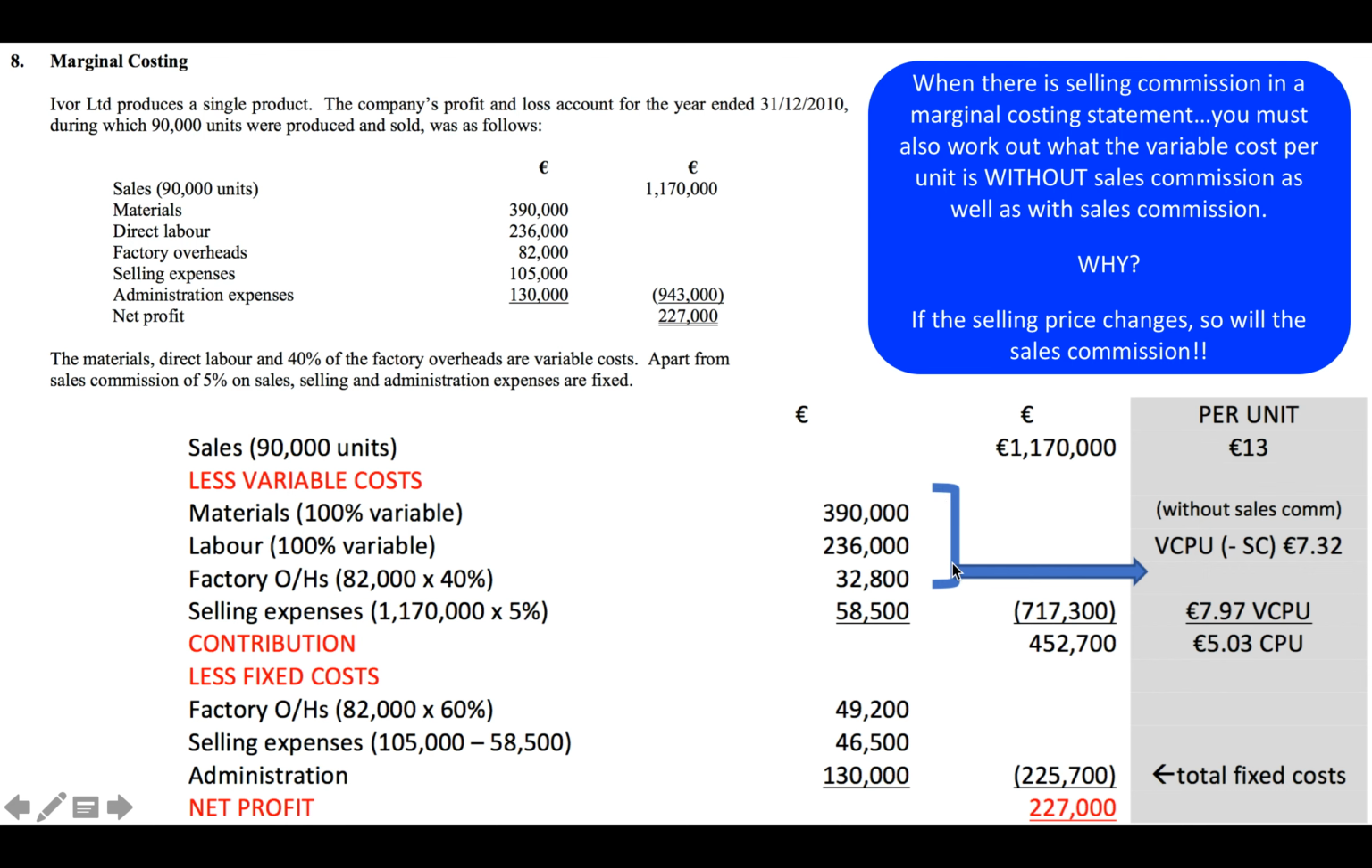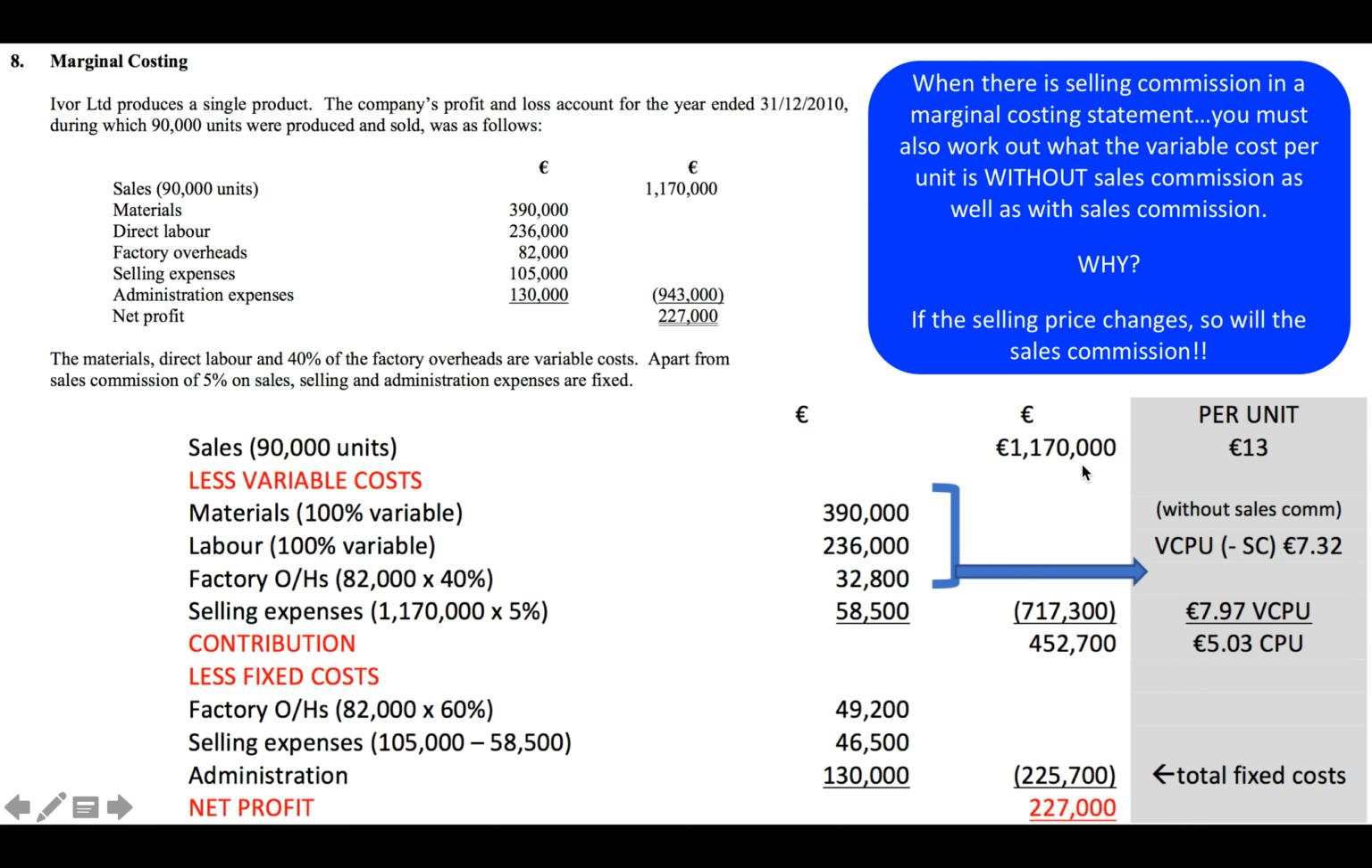What we want to do is get the variable cost per unit, but without the sales commission. So 390,000 plus 236,000 plus 32,800, add them all together, divide by the number of units, 90,000 units, and we get a variable cost per unit without selling commission of €7.32.